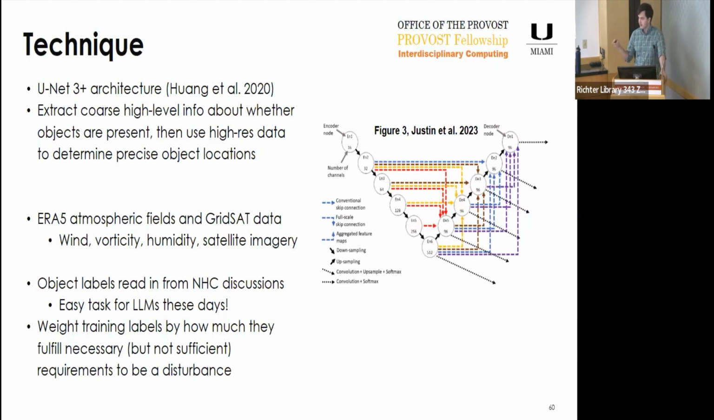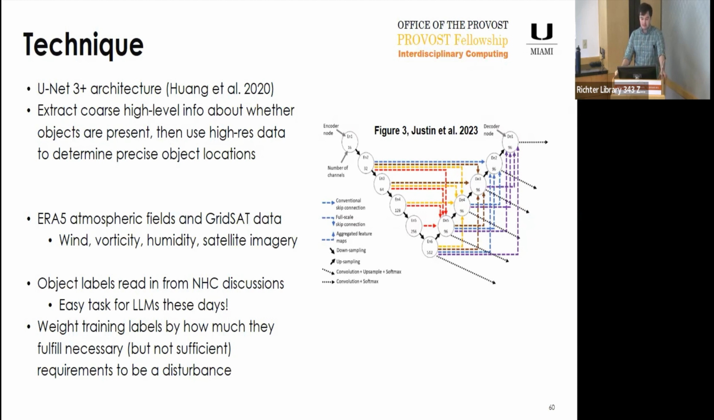So as I hinted at, we read object labels straight from the text discussions, which was really kind of annoying. Took like 2 weeks to get all the different if statements set up for different words to capture. Unfortunately, this was in like October 2022. And if I waited like 2 months, suddenly there would have been plenty of large language models flying around that could do it instantly. So, oh well.